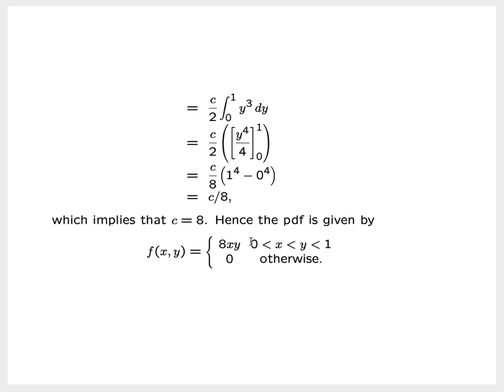And so the fully specified expression for the joint PDF is 8 times x times y for points in the unit square where the first coordinate x is strictly less than the second coordinate y, and it's 0 otherwise.